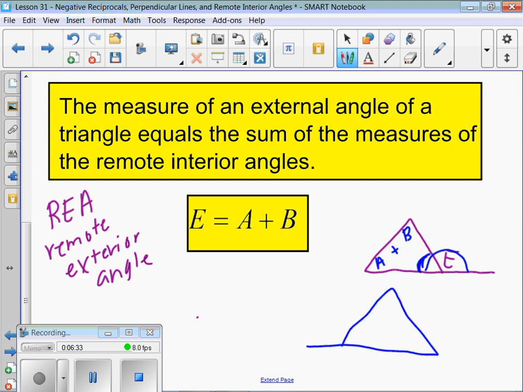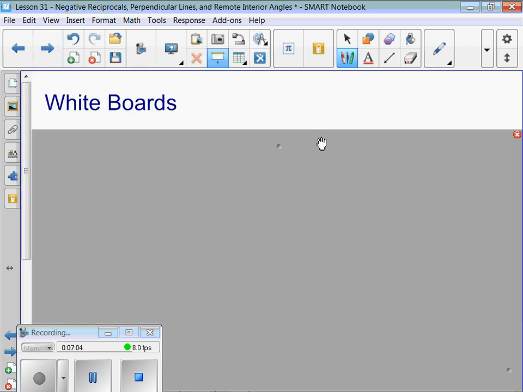So if I extend it over here, and let's say that this is 70 and this is 20. That wasn't a very good example. Let's say this is 30. So that's 70 and that's 30. Then what is this angle right here? Just add them together. Okay? And your reasoning is remote exterior angle. The furthest away, that's the remote word. Exterior is on the outside, and it adds those two interior angles. All right? Let's try it on the whiteboards.